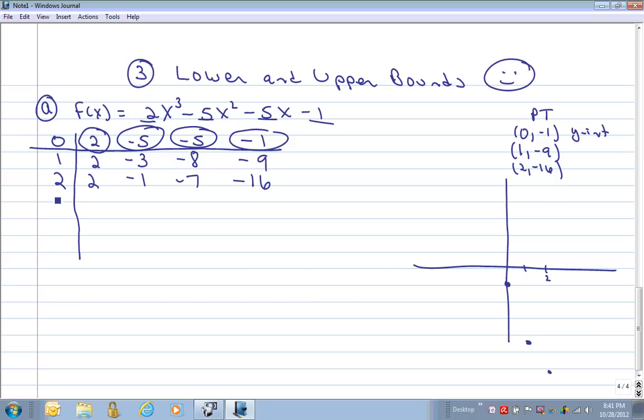Alright, let's keep going. We have not found our upper bound. At 3, we bring down our 2. 2 times 3 is 6. 6 and -5 would be a 1. 1 times 3 is 3. 3 and -5 would be a -2. And -2 times 3 is -6, and -1 would be -7.